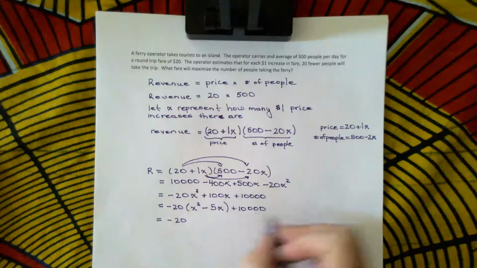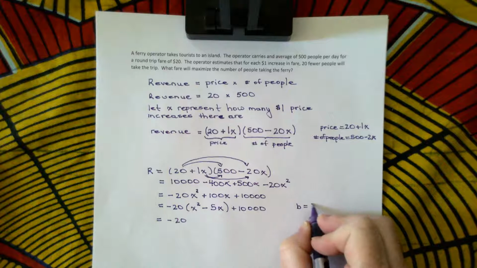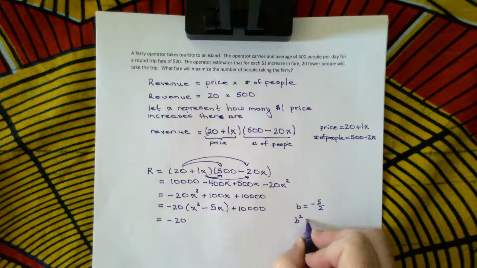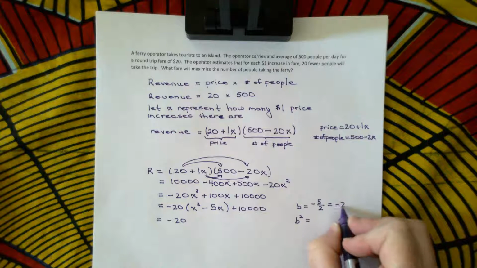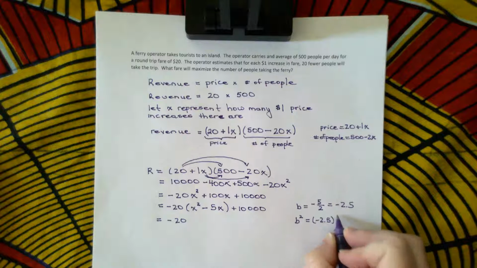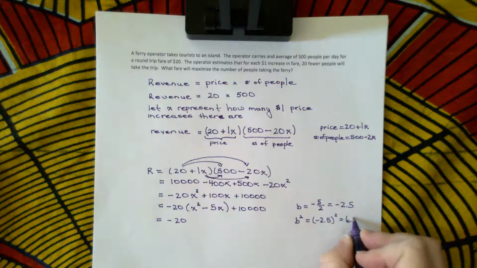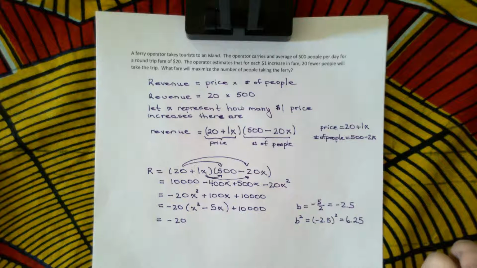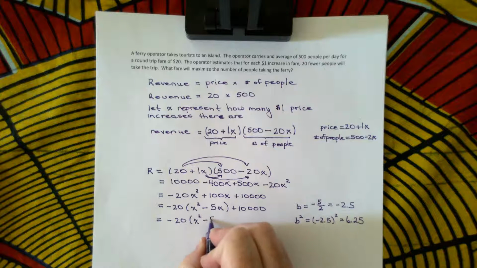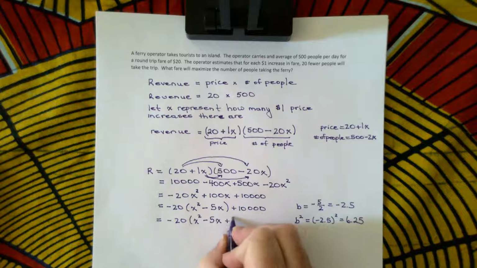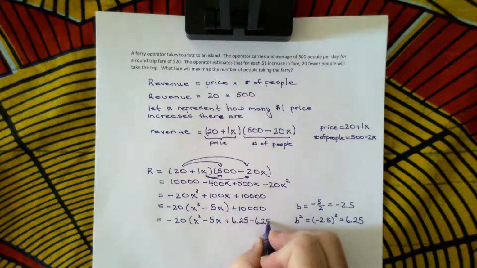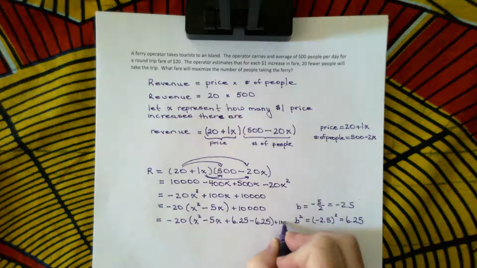I know that my b is equal to negative 5 over 2. And my b, so that is negative 2.5. And my b squared is negative 2.5 squared, so that's going to be 6.25. So I've got x squared minus 5x plus 6.25 minus 6.25 plus 10,000. Oops.